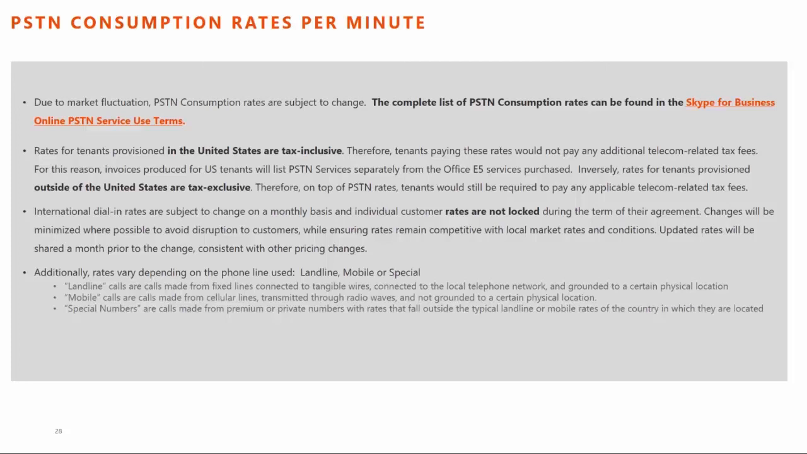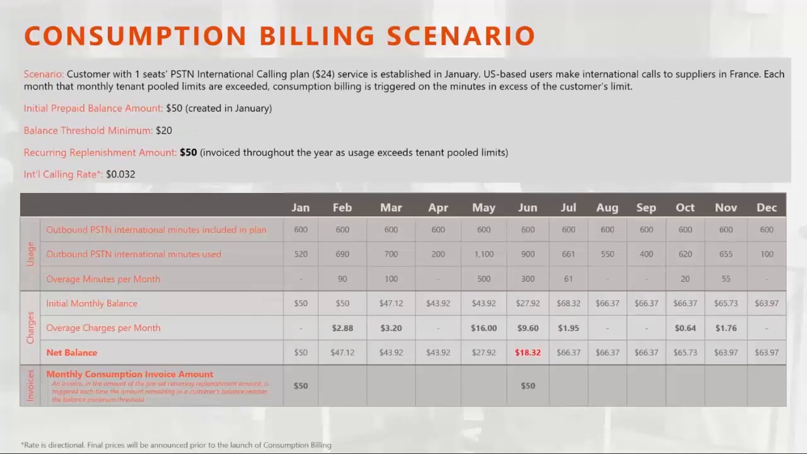Now, for those of you wanting to see a scenario on how it actually works, here is a consumption billing scenario. And you can see here, I have outbound international minutes. They're available each month. I have outbound international minutes utilized, overage charges per month, and I see a net balance. And I can see right here in June, when the fund goes below $20, that was the watermark, and it recharged another $50 onto that.